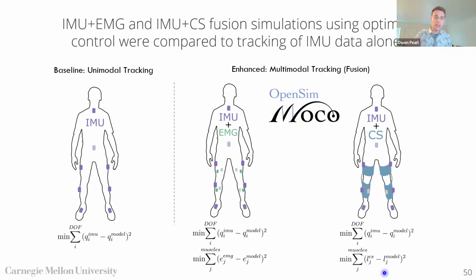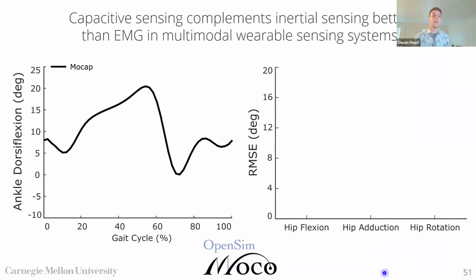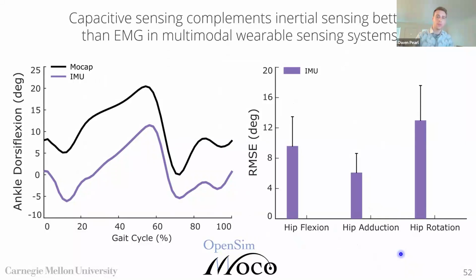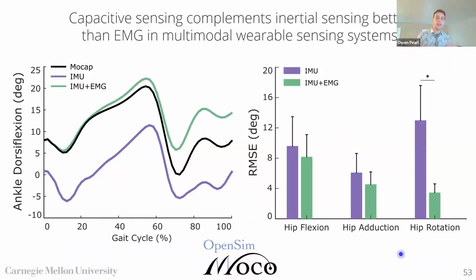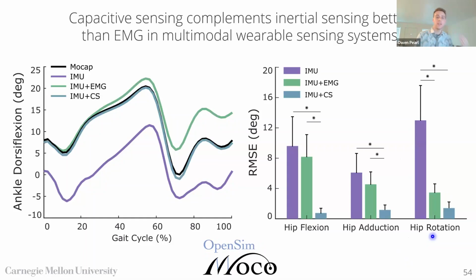So when we actually do this test of each of these simulation techniques, here on the left will be the average subject result, and on the right will be the mean and standard deviation across participants for some other degrees of freedom. And what we find is that IMUs produce some pretty large errors that might not be sufficient for some of the applications we could care about. But adding electromyography can, for some degrees of freedom, actually improve the accuracy. But when we add capacitive sensing, we see accuracy improvements across the board of all the degrees of freedom. So this is really exciting.